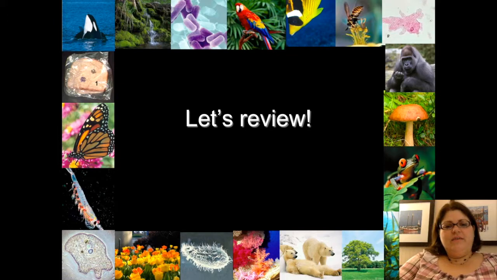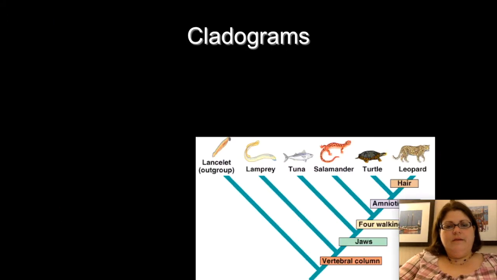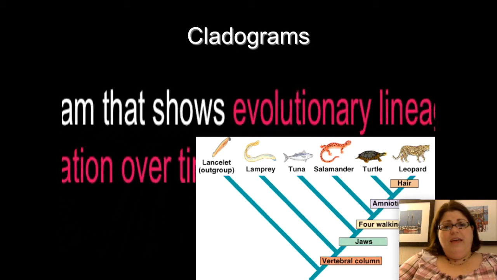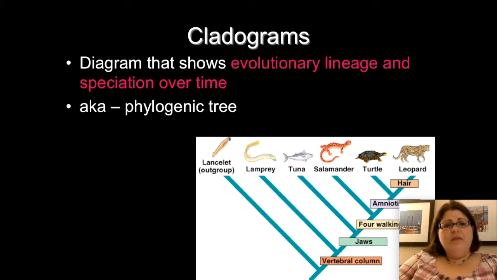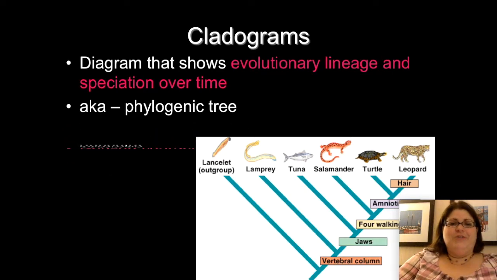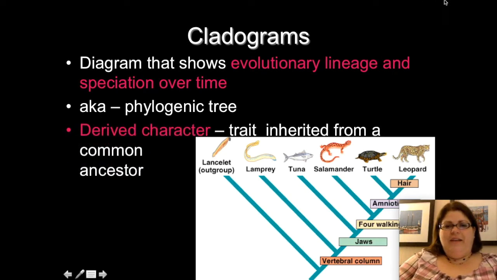Let's take another second and review. The diagram of the bears, and the one here, is something known as a cladogram, and it's basically a diagram showing us evolutionary lineage. You might think of it as a species family tree. We sometimes call it a phylogenetic tree.